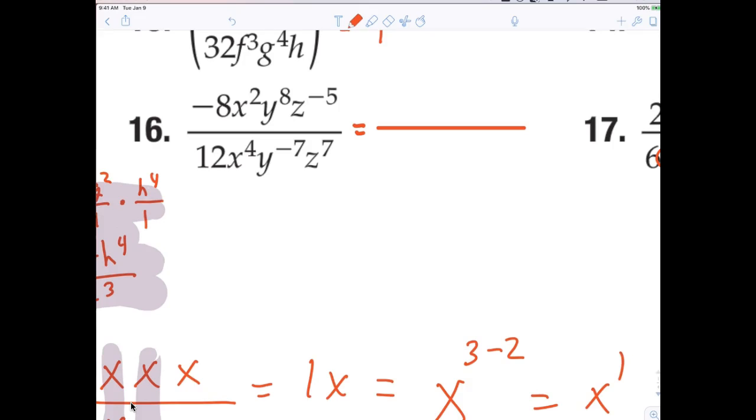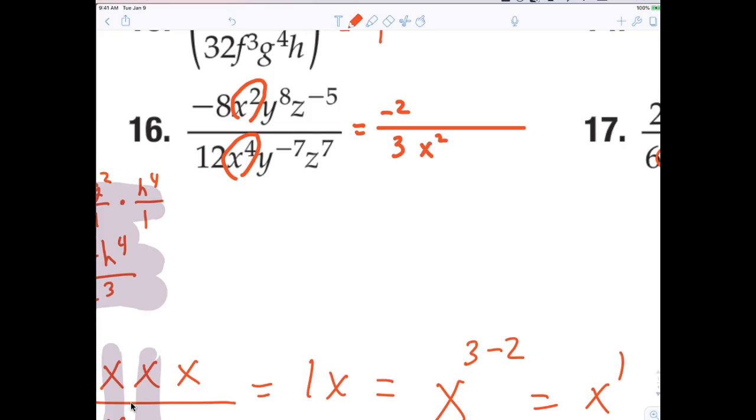The first thing we always do is we look at the numbers and we just treat it like a normal fraction, right? So negative 8/12 would reduce to negative 2/3. Anybody have an issue with that? Everybody good? All right. Now, I'm looking at x squared and x to the 4th, so that goes to x squared on the bottom. Now, here's where you're going to save yourself some time.